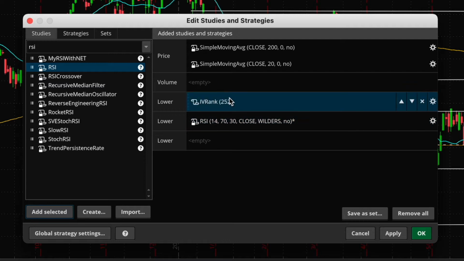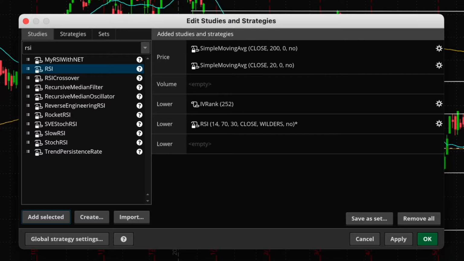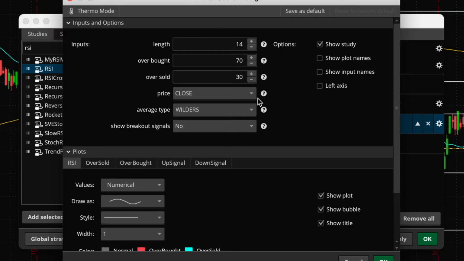Then go ahead and click the OK button, and at that point you would see the RSI indicator down below. Before I do so, take note of these various numbers and settings here in the RSI indicator. And in particular, if you click on this small gear icon, you can actually change all those different settings.